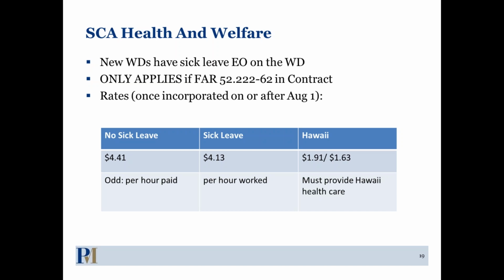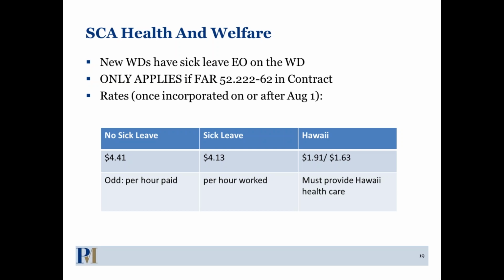So what you have to do is say, first of all, is that FAR clause in my contract? So go back and look: was this a solicitation issued on or after January 1st? And if so, do I have the FAR clause in my contract? If you have the FAR clause in your contract, then you decide what H&W rate would apply to you. The new wage determinations have two H&W rates in them. They have a 4.41 rate and they have a 4.13 rate. The 4.41 rate applies if you do not have the sick leave FAR clause, that -62 clause, in your contract.